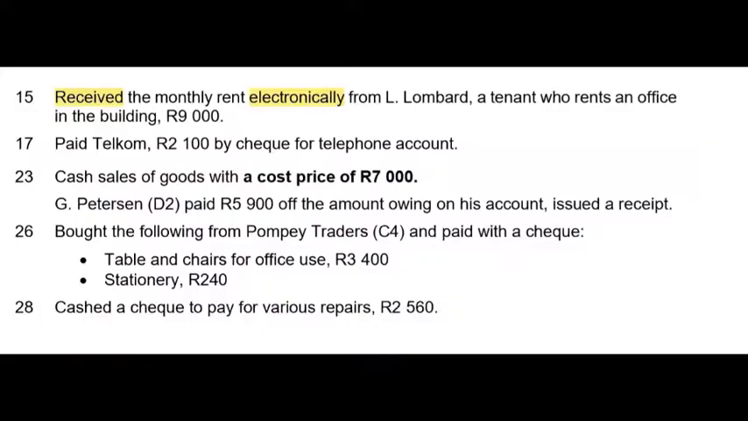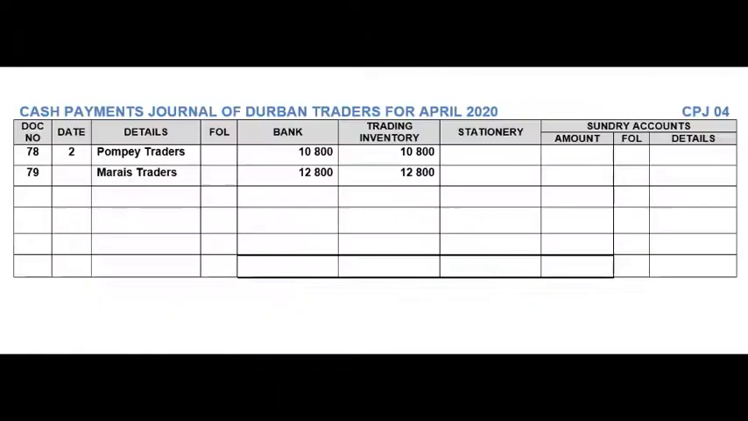Then the next transaction said we paid Telkom by check for the telephone account. So both of these words indicate that this is a CPJ transaction. They didn't give us the check number, but you know that this check number will just follow on the previous check number. In the CPJ, it will be check number 80. On the 17th, we are paying Telkom. Won't go to folio. The value must be recorded in bank, and we are paying our telephone, which doesn't have a column, so you have to write it in sundry accounts.